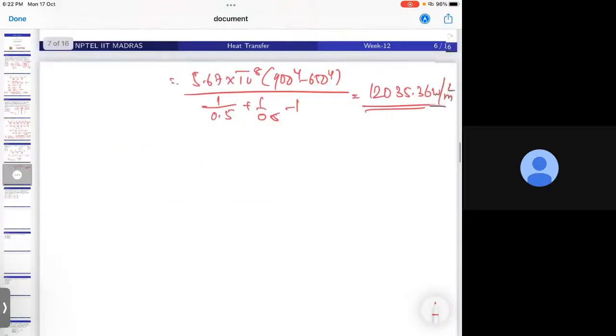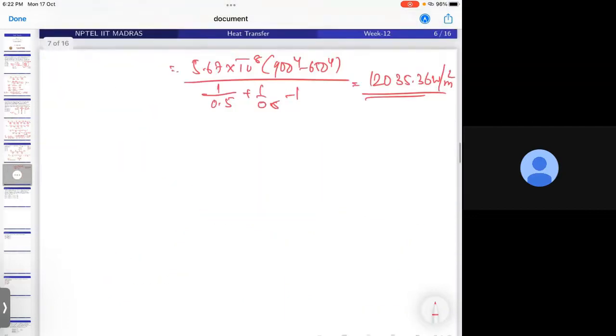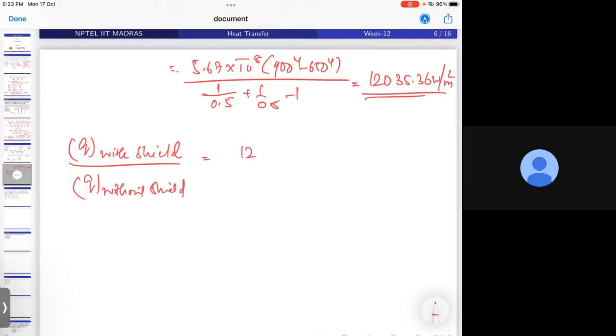This is without shield. So we are asked to find out the ratio of with shield to without shield. Q with shield divided by Q without shield. With shield is what we calculated in the previous question, that is 1857.3 divided by 12035.36. So if we calculate, it becomes 1 by 6. So you can see the relevance of putting a radiation shield here.